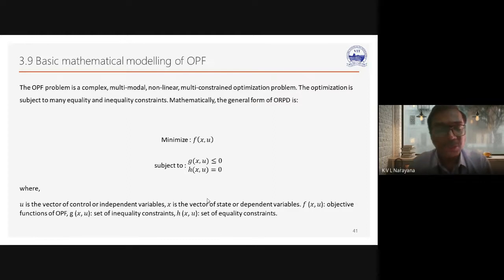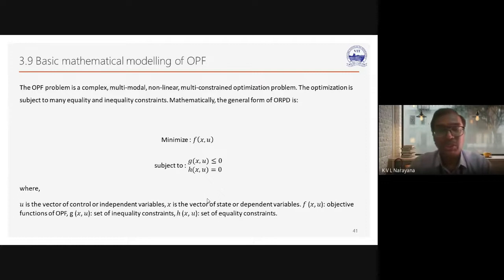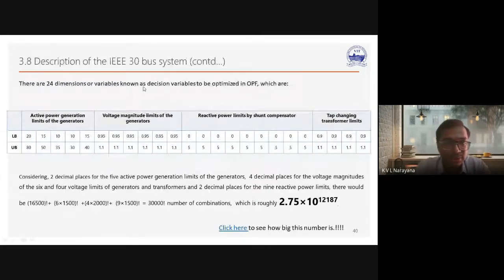So what is the objective of the problem we are going to consider here? Can anyone please answer? Minimize the fuel cost. Exactly. So we are going to minimize the fuel cost. For that, we have to find out the optimal parameters. Whatever the 24 parameters, decision variables taken here, we have to find out the best 24 values in between these limits, such that the fuel cost of the IEEE 30 bus system is minimized.